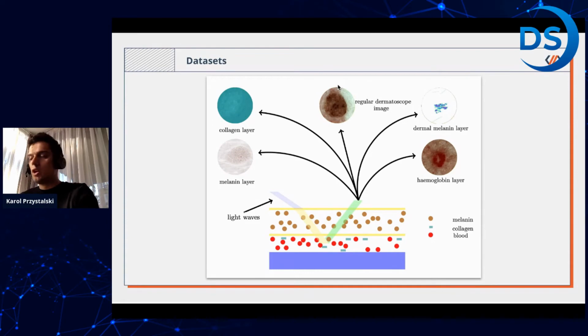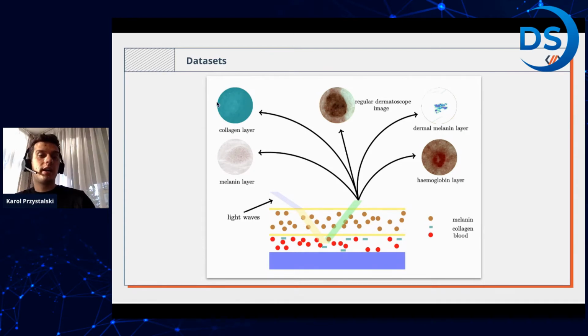But what we did, we have used one of the dermatoscopes that actually uses different wavelengths of light. It uses, for example, infrared, UV, and so on. Having more wavelengths of light matters, because different cells react to different wavelengths of light. It means we get different images, right?